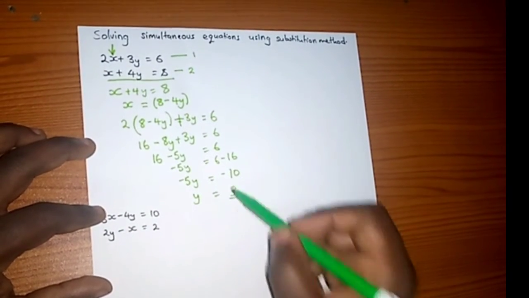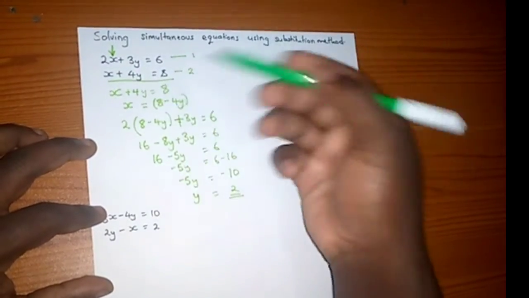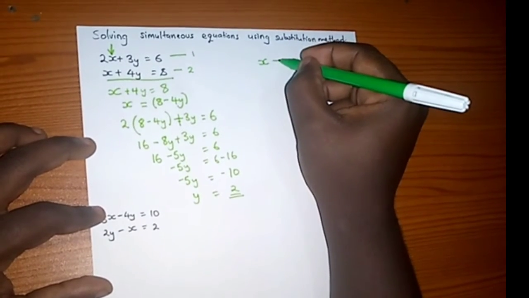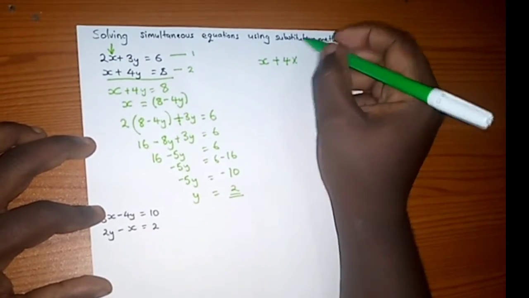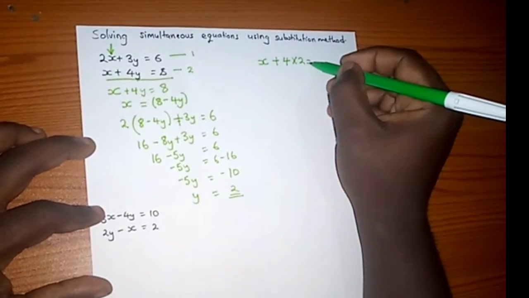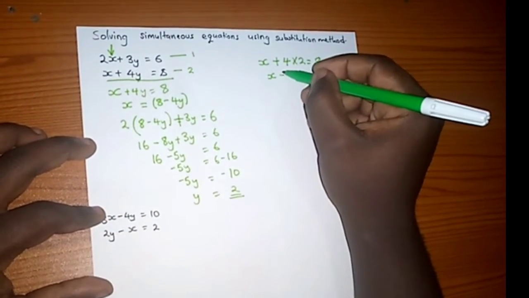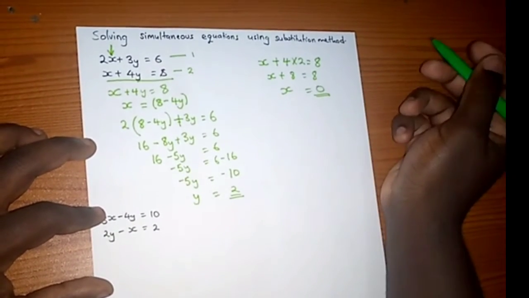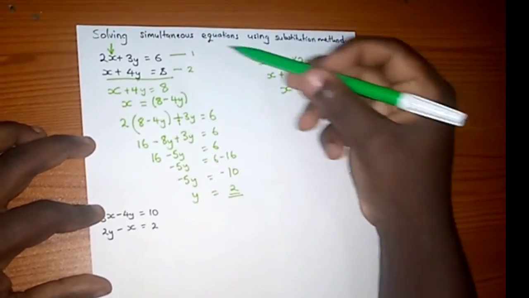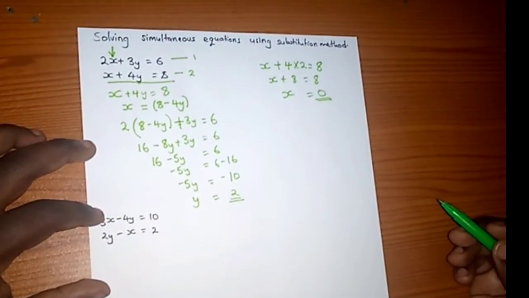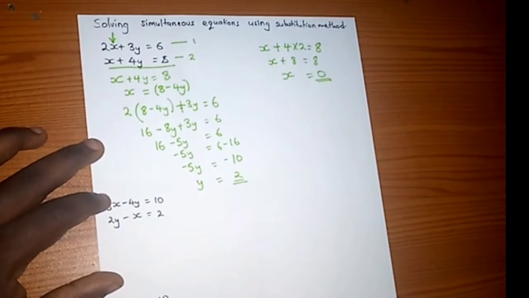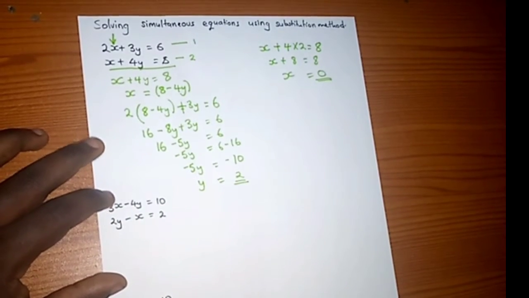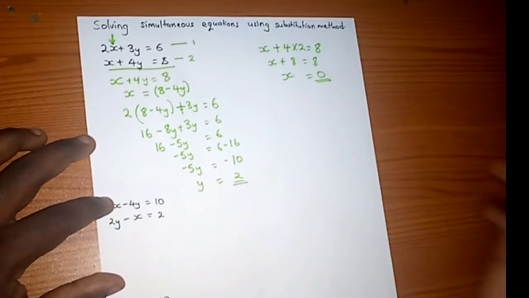After getting the value of y, you can just put it in any of the equations. It should give you the same answer. In the second equation, x plus 4 times this y, which is 2, equals 8. So x plus 8 equals 8, so my x equals 0. When you put this y in the first equation, you still get the same answer, because these equations are simultaneous. So here I have my y and here I have my x.